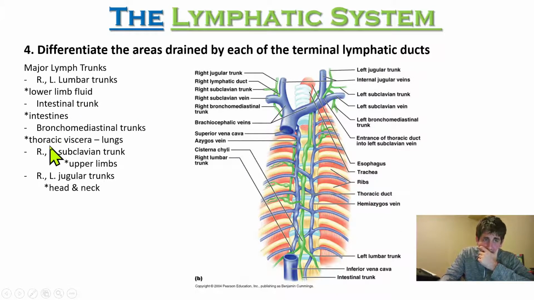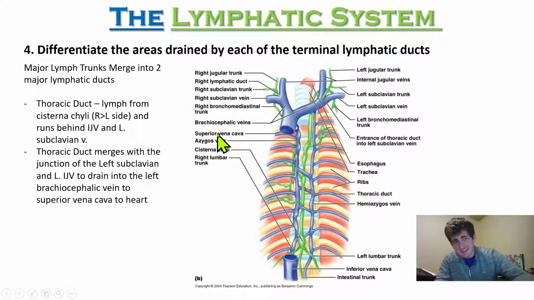We also have the bronchomediastinal trunks up here and up here, left and right, and that's going to drain thoracic viscera. We also have right and left subclavian trunks to drain upper limbs. And then we also have right and left jugular trunks, right? And these are going to drain our head and neck.